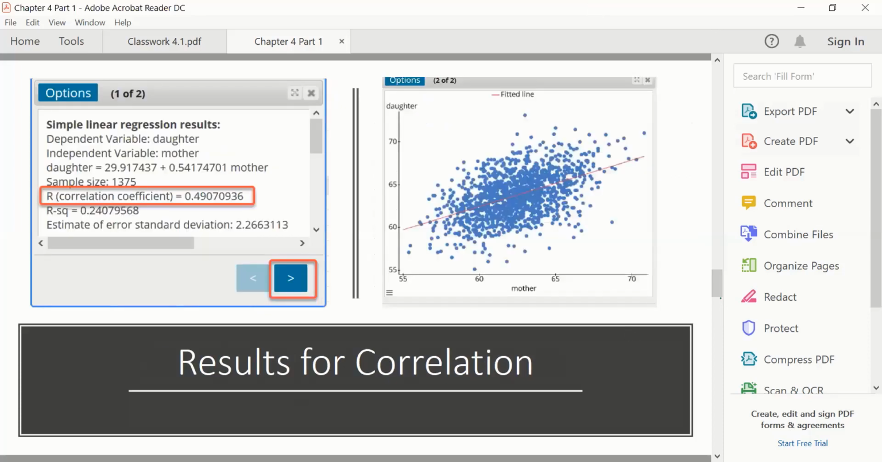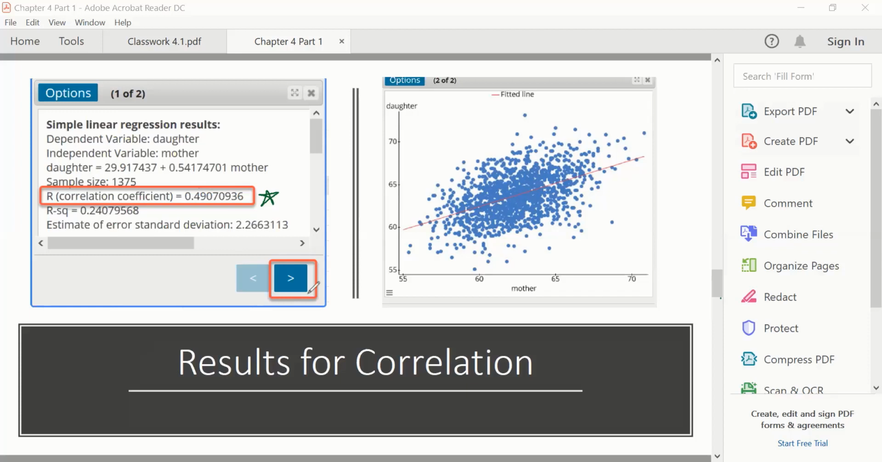So what does our output look like? We're going to get a lot of information in the output about dependent and independent variable and some other things we're going to be looking at later. But for this section, we're just looking for the correlation coefficient. So we're just looking here for what is R. And here R is 0.49, so it's a moderate correlation, about halfway between 0 and 1. We also know it's positive because it's a positive number.